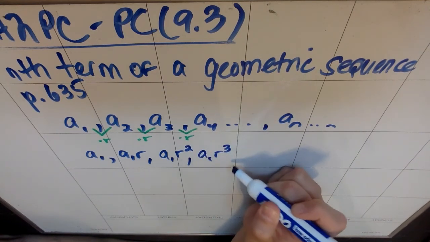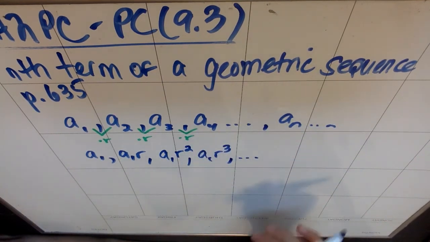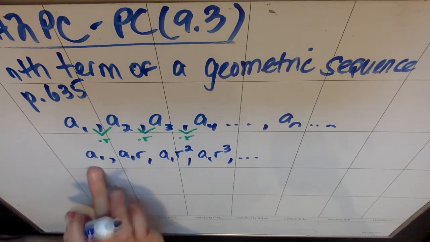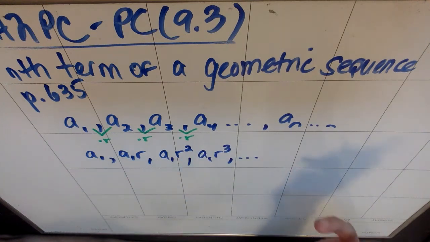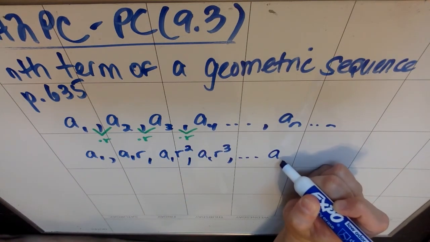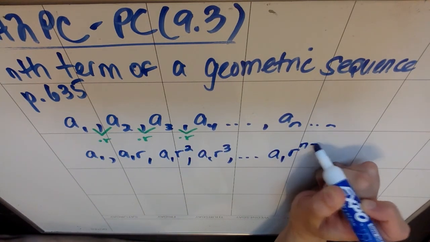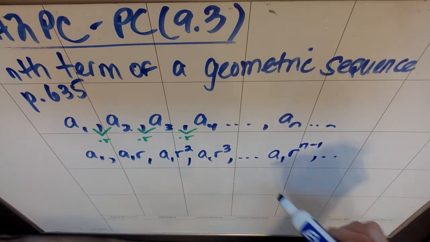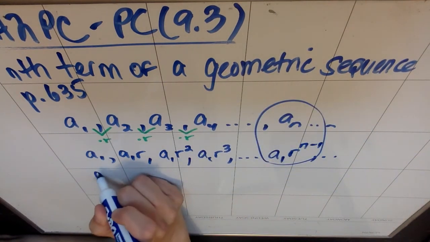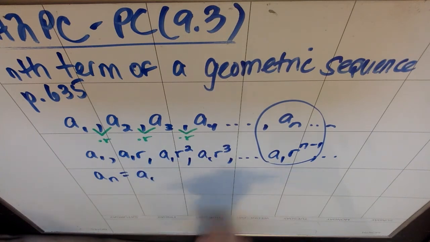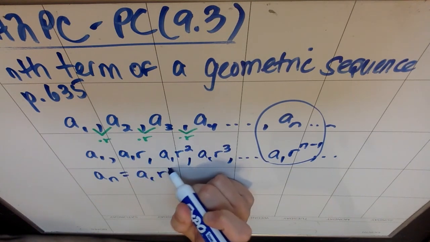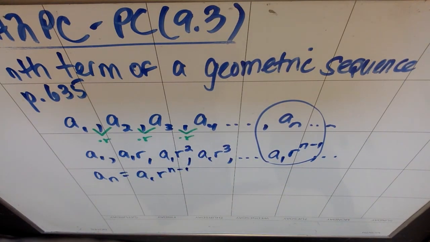What I want you to notice is that each one of these terms essentially has one fewer r than the term number, right? Because a sub 1 didn't have to get multiplied by r, it was just the first term to start with. So my a sub n is going to be a sub 1 times r to the n minus 1. And that's the formula you're going to see in your book, that a sub n is a sub 1, the first term that you start with, times r to the n minus 1. And that's the gist of the formula that we're going to use.